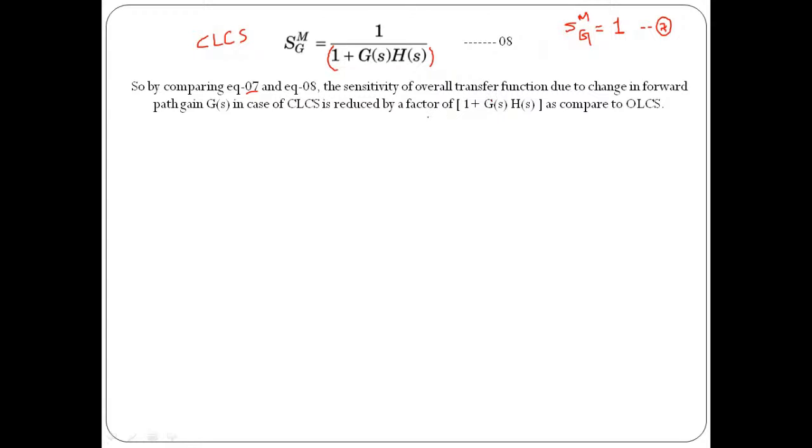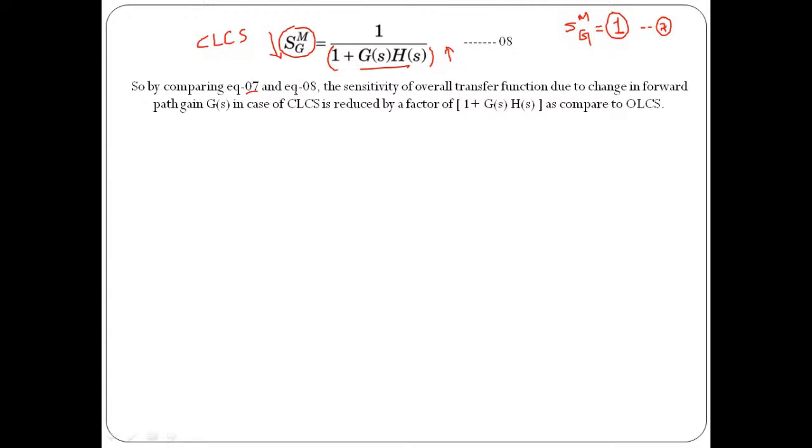That is the reason we need to go for a feedback mechanism, because the moment we go for feedback, we have the flexibility to reduce the value of this particular factor by an amount 1 plus G(s) into H(s). If we don't have feedback, the sensitivity is 1. The moment we have negative feedback, we reduce the sensitivity by a factor of 1 plus G(s) into H(s). This will be in the denominator, so the denominator increases and automatically the value of this factor reduces. That's it. This is very important.